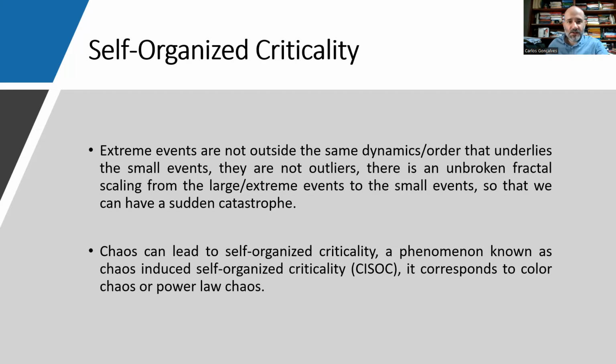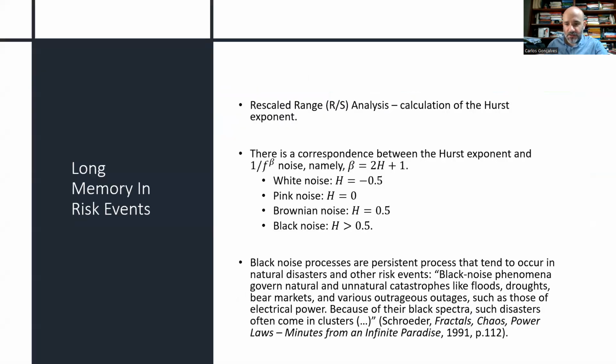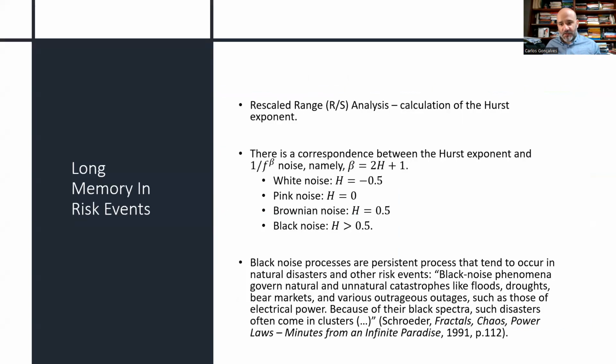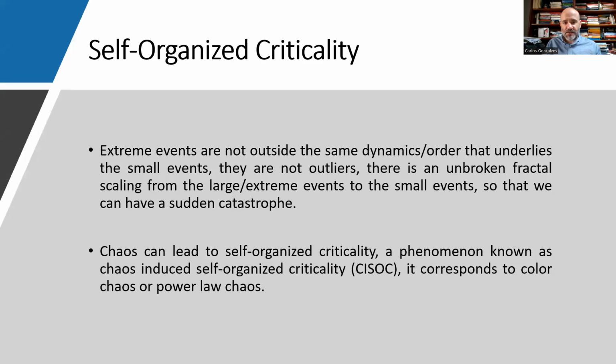So these two elements, the long memory processes, the fractal scaling correlations that can be linked also to turbulence, and the black noise markers with Hurst exponents higher than 0.5, as well as power law scaling in event sizes, are two markers of self-organized criticality that become key markers for risk science when dealing with complex systems, with risk associated with complex systems.